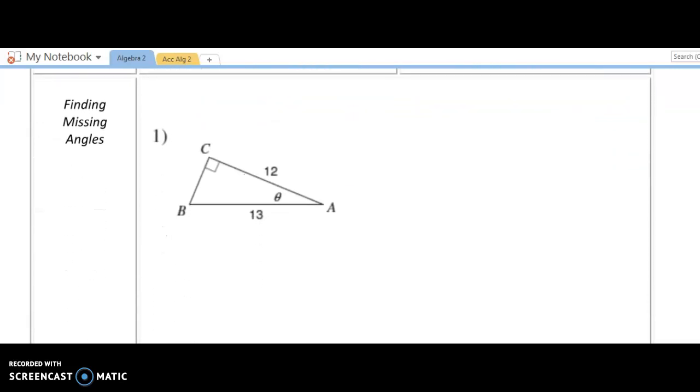So let's talk about finding a missing angle. Here they want you to find angle A or angle theta. So what sides are they giving us? Well, what is the 13? That's across from the right angle, so that would be your hypotenuse. And if this is our angle, then the 12 would be our adjacent, because adjacent means next to. And we're really not using the opposite in this problem. So again, you want to think of soh-cah-toa.